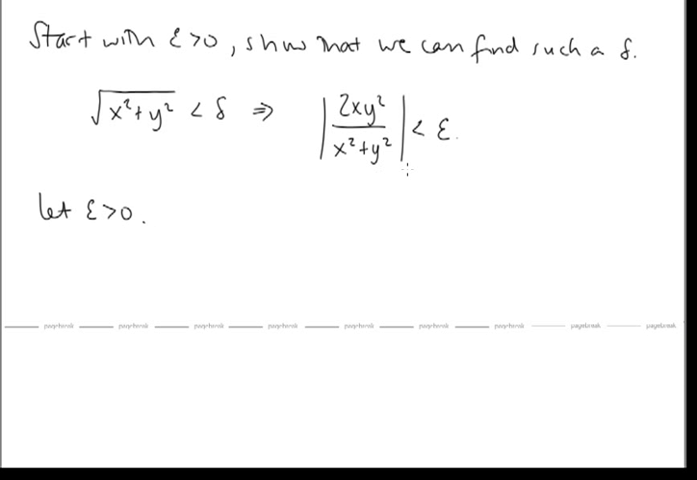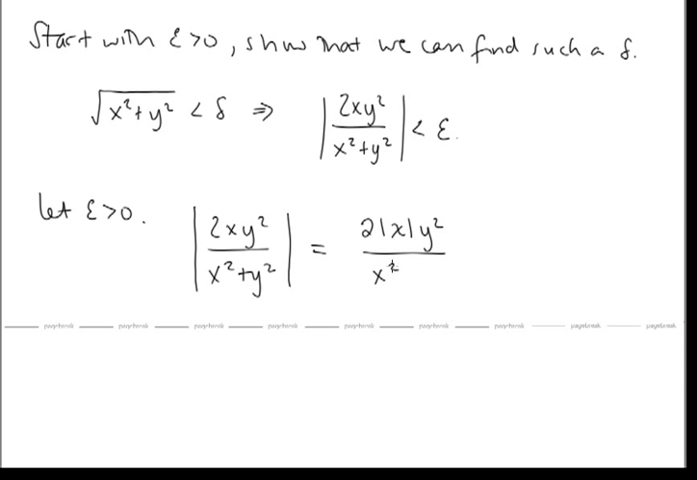And we're going to start with the left-hand side of this inequality, and we're going to do some math on it, and at the end we're going to end up with less than epsilon. So we'll start with 2xy squared over x squared plus y squared. Now, because we have a 2, a y squared, and x squared plus y squared, that's all positive, this is the same as 2 absolute value of x, y squared over x squared plus y squared.